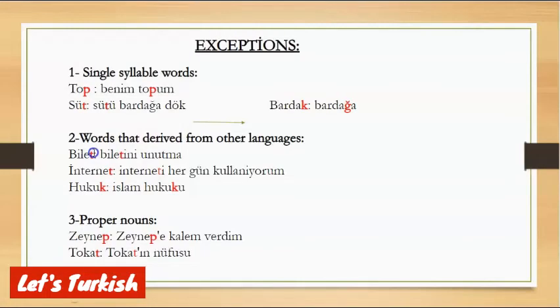Second category is when the word is derived from other languages. So words that derived from other languages don't experience any consonant mutation. For example, here we have bilet, which comes from French. Biletini unutma. Don't forget your ticket.